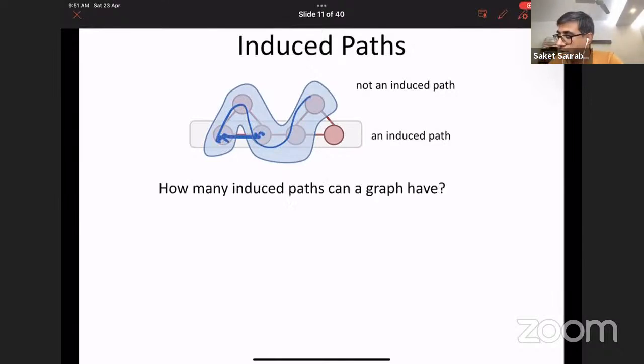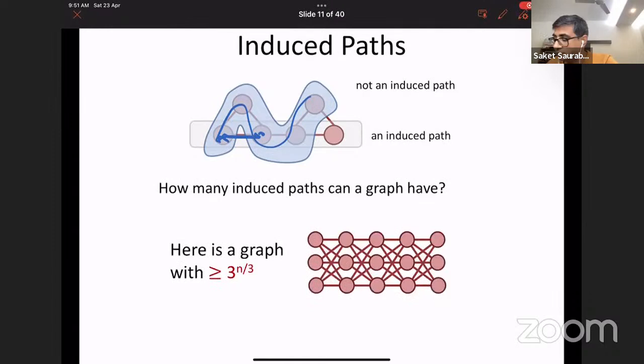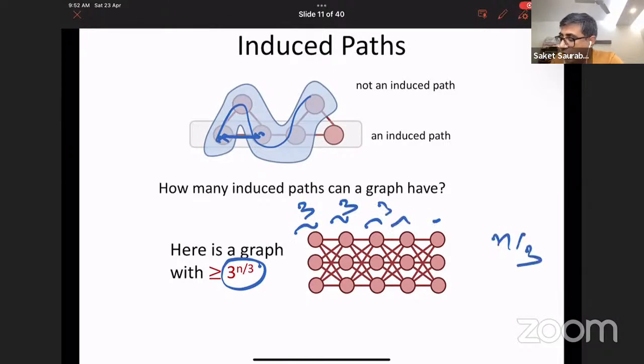Okay, so you can ask a similar question: how many induced paths can a graph have? And here's a graph with at least this many induced paths. How? You basically have chains of 3. How many such chains? n by 3. And you make a complete bipartite graph between them, like between any 2 pairs, there is an edge. So now any induced path will start from here. It can pick something here. It can go from here, here.